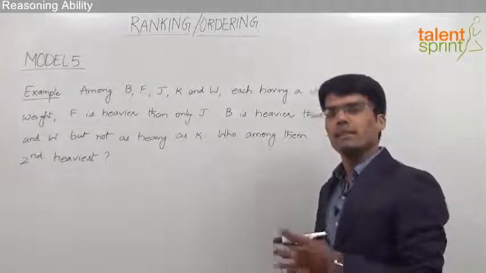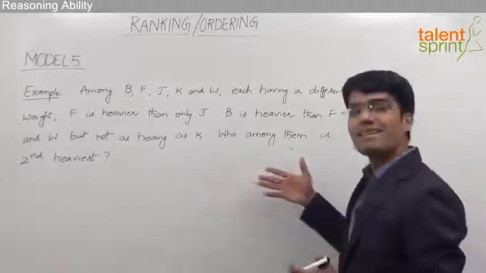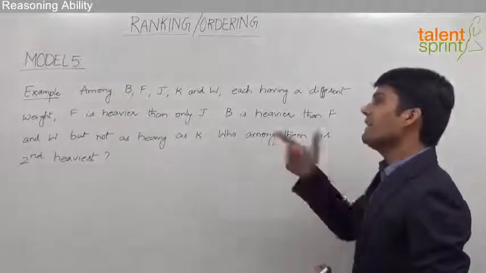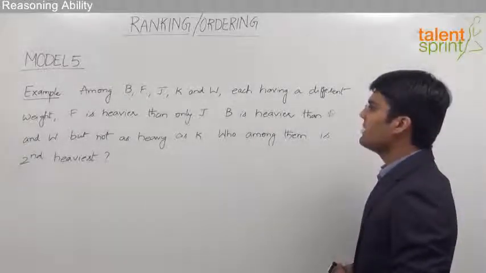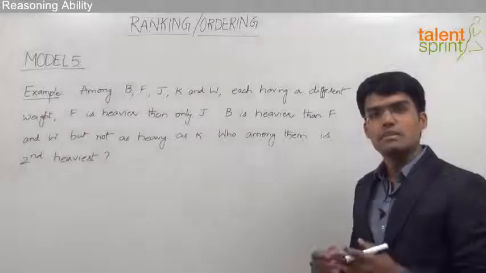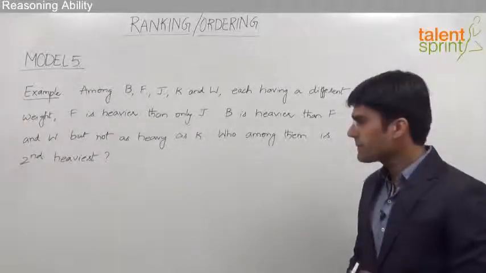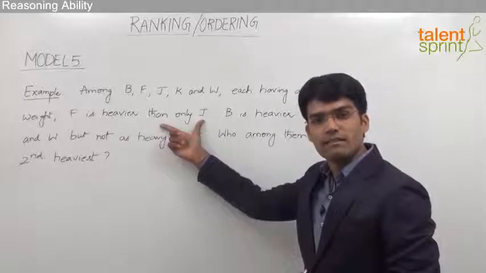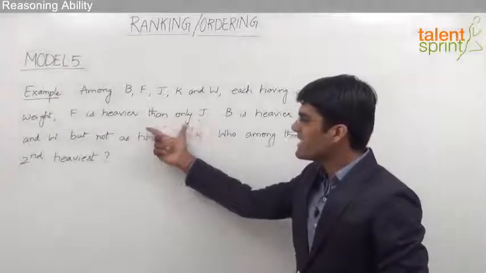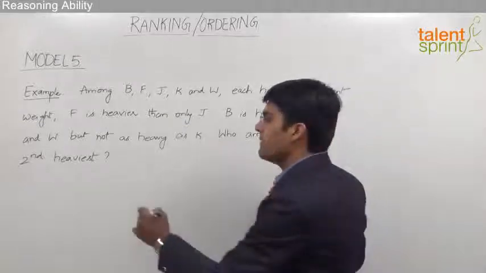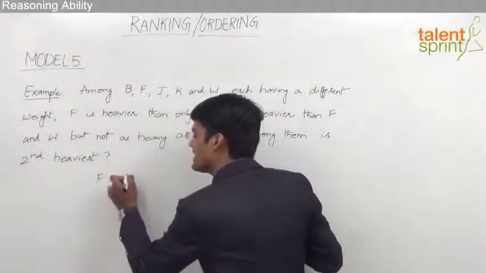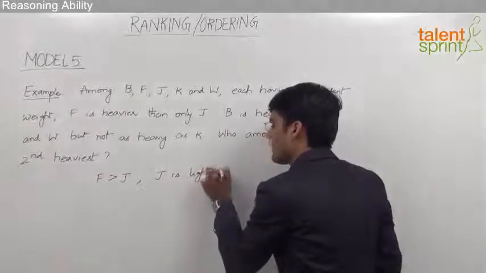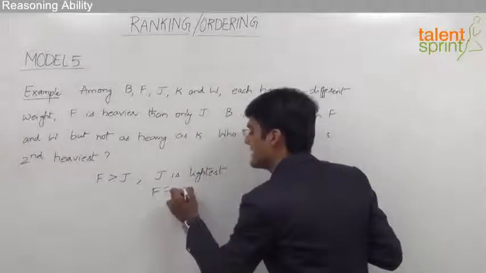Now, based on the inequalities and the keyword only that we have just learned, let us try to make an ascending order of these persons based on their weight. So the first statement here is among B, F, J, K and W, each has a different weight. That means no 2 persons are equal in weight. Moving on to the next point, it says F is heavier than only J. So as already discussed, when the given statement says F is heavier than only J, we can understand that F is greater than J and J is the lightest person.